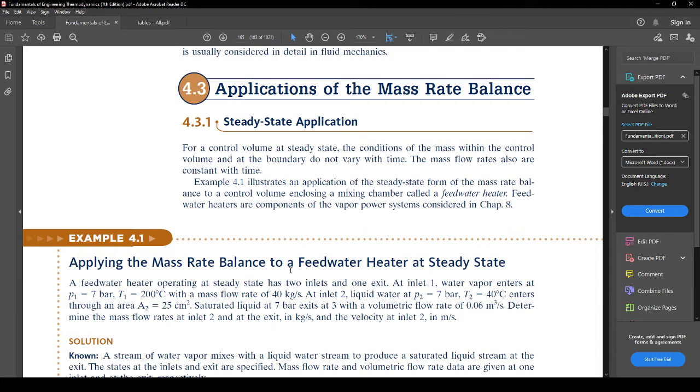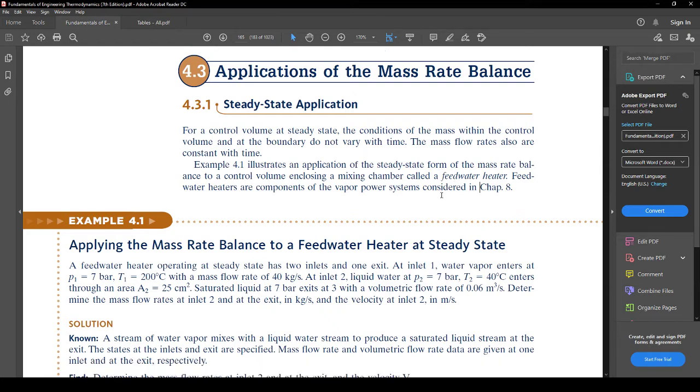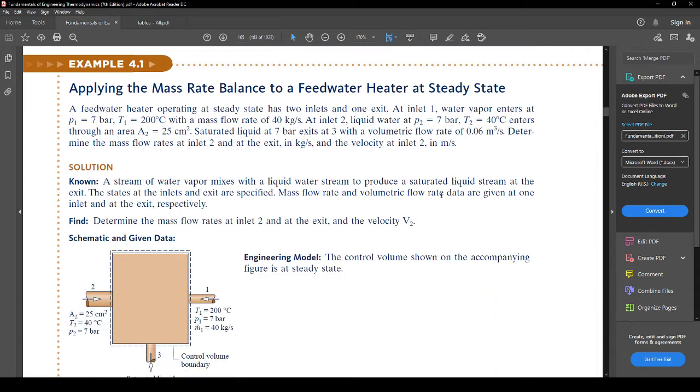Example 4.1 illustrates an application of a steady state form of the mass rate balance to a control volume enclosing a mixing chamber called a feed water heater. Feed water heaters are components of vapor power systems in chapter 8, which is what I just talked about. Open feed water heaters and closed feed water heaters are something you'll see in chapter 8, which is not in this class. It'll be the first chapter of the next one.